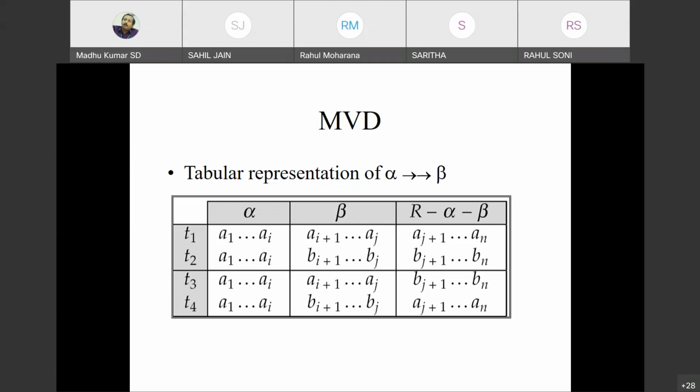Santosh Kumar. Ria? Santosh is also absent.